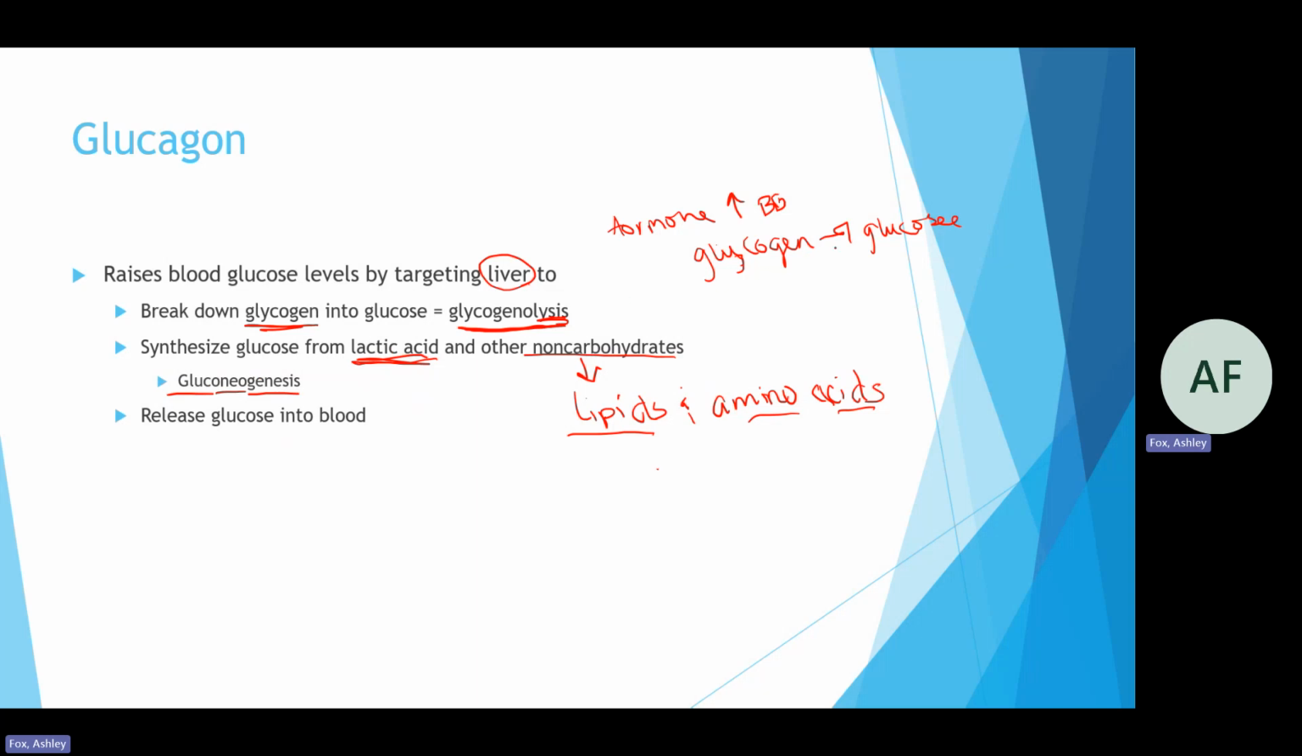So by breaking down glycogen, you release glucose into the bloodstream. If you're making new glucose from lipid and amino acid breakdown, then you are releasing more glucose into the blood. So that's how, if for whatever reason your blood sugar is low, you're going to use your stores of fats, your store of protein, and your store of glycogen to increase that blood glucose.